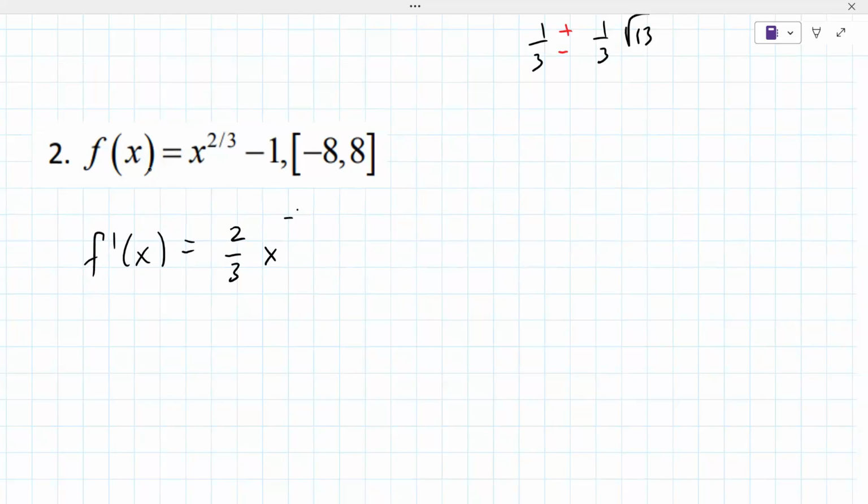2/3 x to the minus 1/3 power. The problem here is that if you rewrite this, it's 2/3 times 1 over x to the 1/3 power, which is 2/3 over the cube root of x, which has a problem at 0. x cannot be 0. It's not differentiable there.